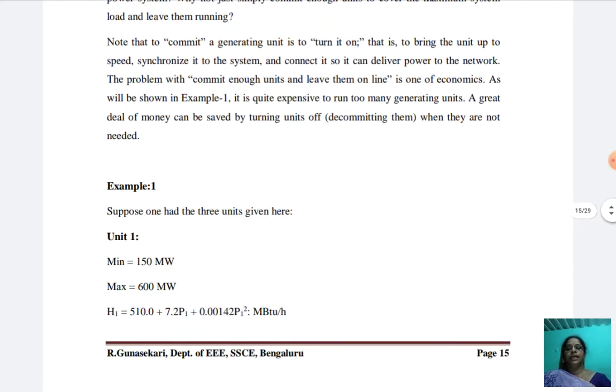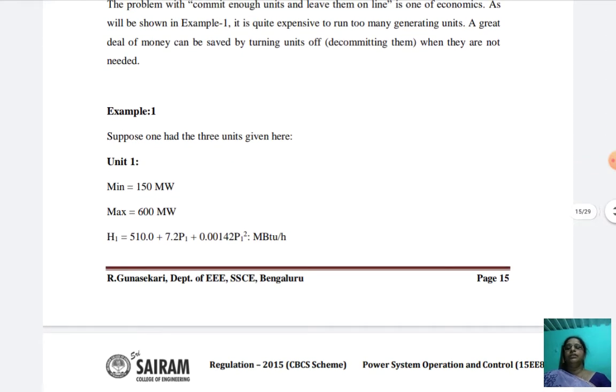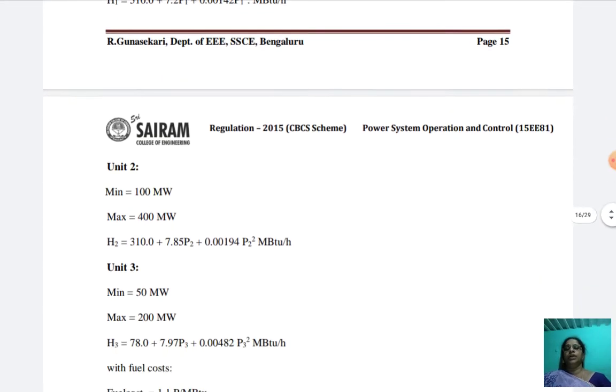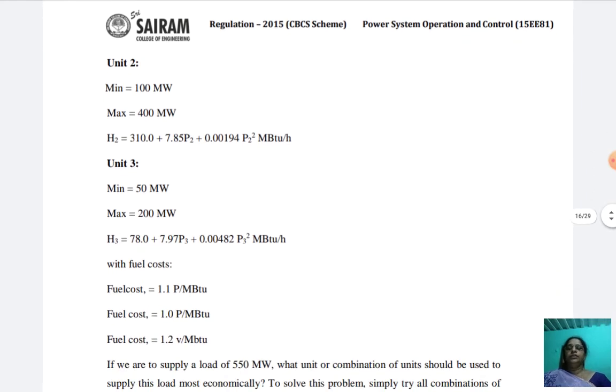I will give an example. I will take a 3 unit system. Unit 1 has a minimum load of 150 megawatt and a maximum load of 600 megawatt. The second unit's minimum load is 100 and maximum load is 400 megawatt. The third unit has a minimum load of 50 megawatt and a maximum load of 200 megawatt. All the 3 units have fuel cost also. I take these 3 unit power system.